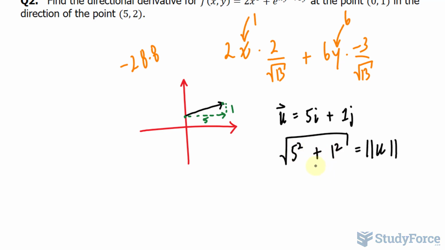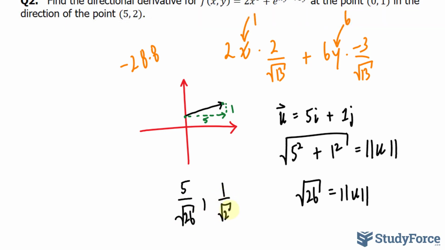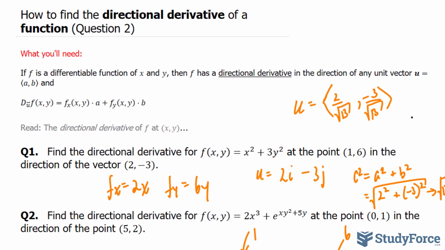So 25 plus 1 is 26. We have the square root of 26 as the magnitude of our vector. Now we take the magnitude and we'll divide 5 and 1 by the square root of 26. So 5 divided by the square root of 26 and 1 divided by the square root of 26. And the reason why these are important, I'm going to call this a and this b, is because in the previous question, we needed a and b to find the directional derivative.